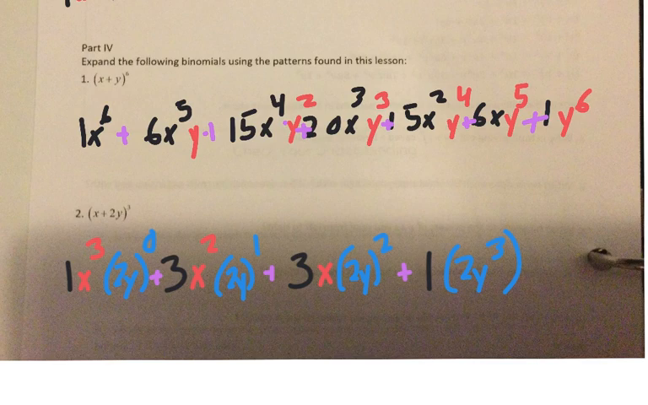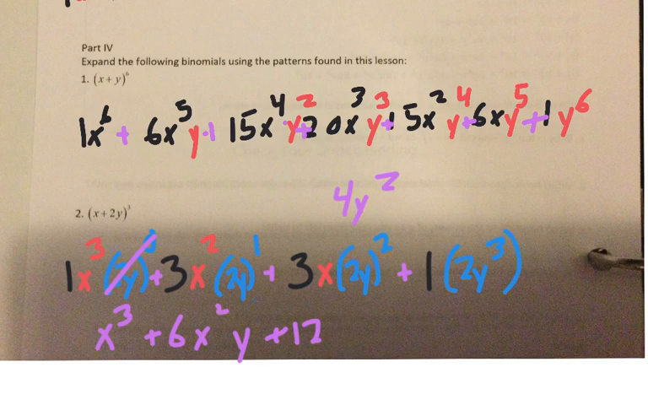So 2y to the 0 is 1. So that just leaves me with 1x to the 3rd. And then 3 times 2y to the 1st is just 2y. So 2 times 3 is 6. So that's 6x squared y. Next, 2y to the 2nd, that's 4y squared. And then 3 times 4 is 12. X to the 1st, y to the 2nd.